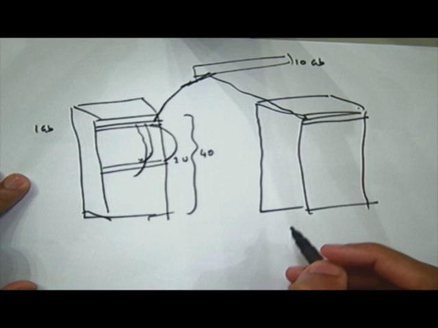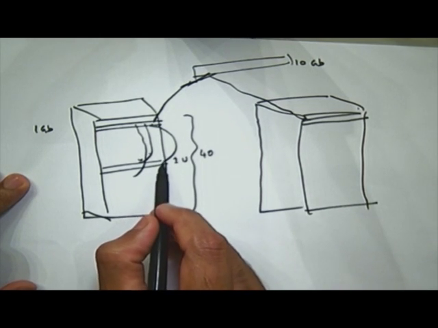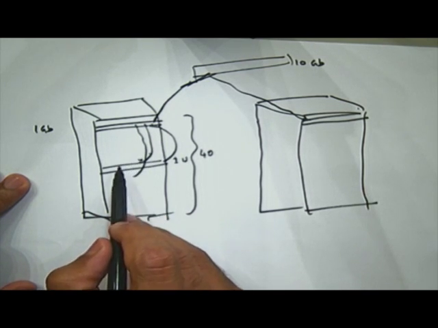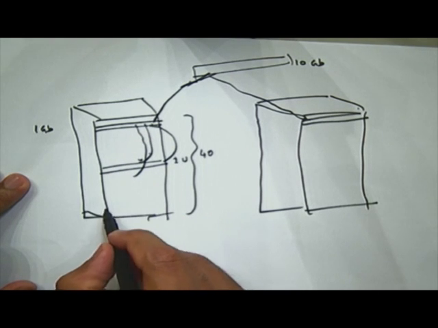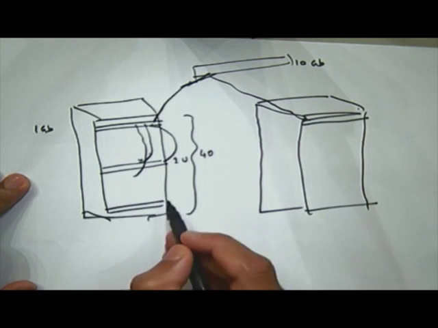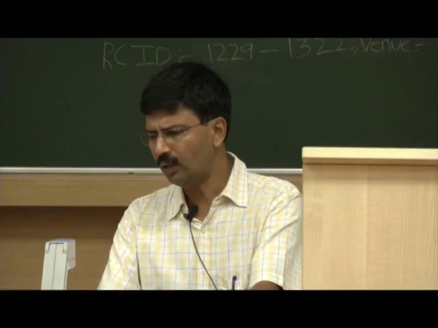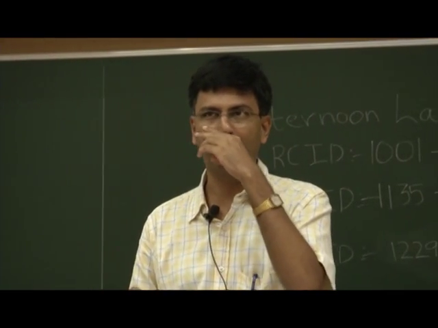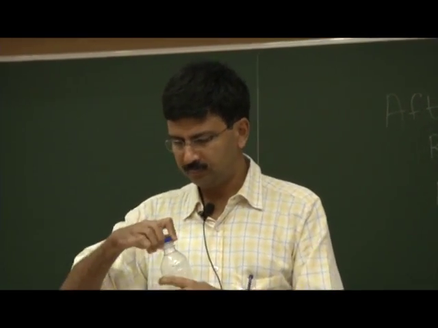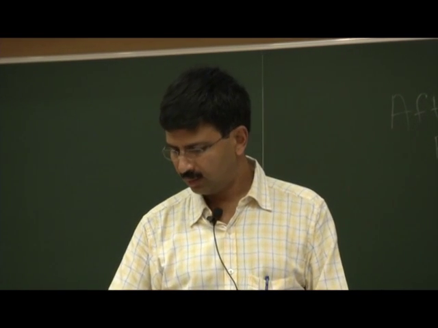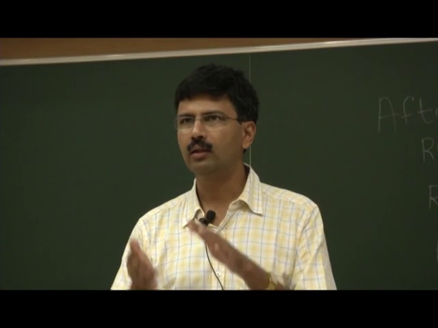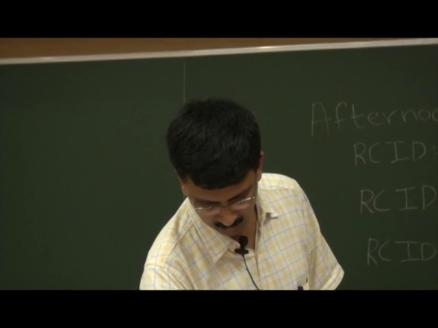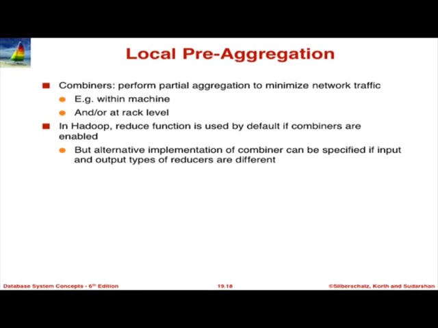So first of all, you can do pre-aggregation within each machine to avoid overloading the 1 gigabit links. Then at the rack level, you can send all these to one of the machines, which can do another aggregation, or even that can be parallelized. Across the 40 machines in the rack, it can do a sum again, so you don't send out the same word 40 times, but only once with a combined count. So that is the rack level combiner.